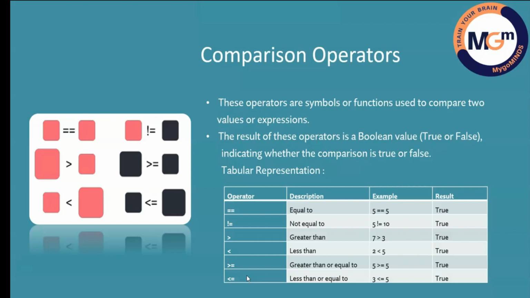So basically, comparison operators are symbols or functions used to compare two values. The result of these operators is always a Boolean value, which is true or false. If the condition is true, then the result will be true. If the condition is not satisfied, then the result will be false.